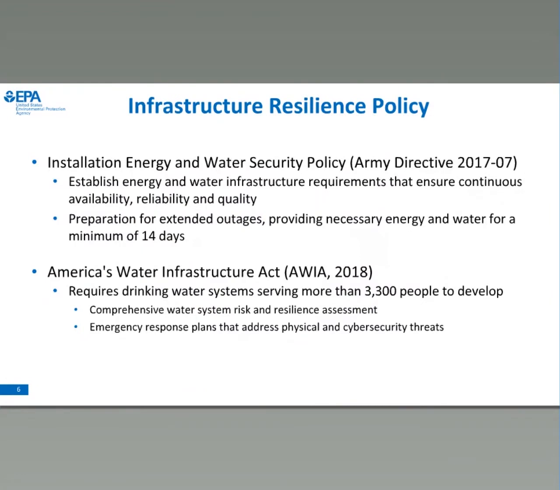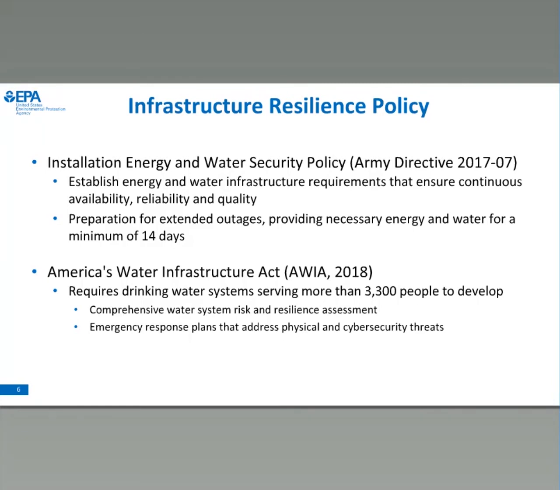So recently there have been some infrastructure resiliency policies that have been passed. In 2017, the Army passed a directive called Installation Energy and Water Security Policy. And this was established so that energy and water infrastructure requirements ensure continuous availability, reliability, and quality of these systems. And they need to be able to prepare for extended outages, providing the necessary energy and water for a minimum of 14 days. In addition to the Army, there are other similar directives that the Department of Defense has instigated at other military installations.